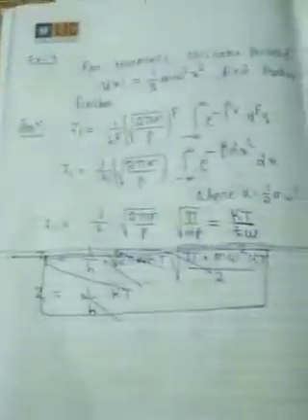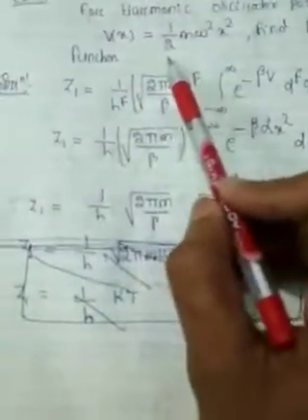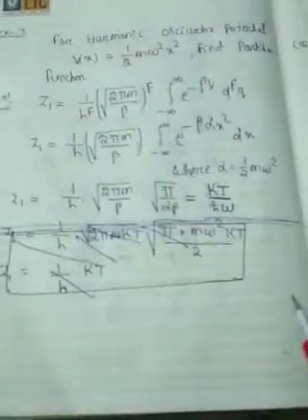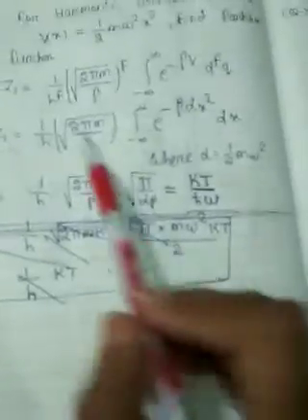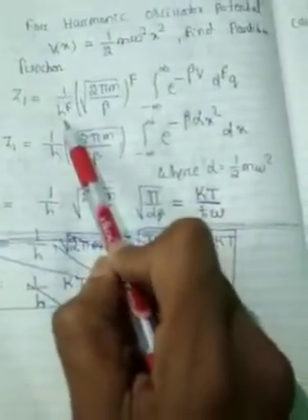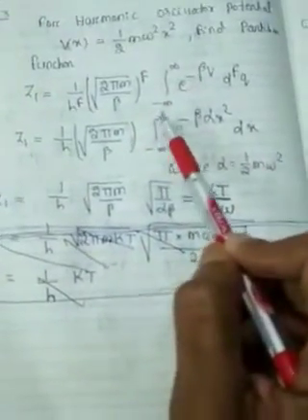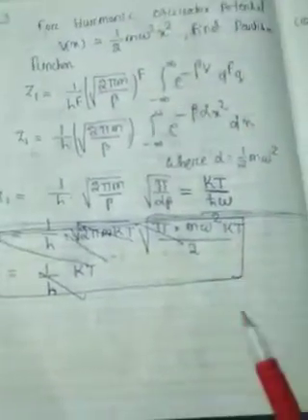Now for a harmonic oscillator potential, V(x) = ½mω²x². Find the partition function. Now we are dealing with a single particle system. Z1 is equal to 1/h^f (2πm/β)^(f/2) times the integral from minus infinity to plus infinity of e^(-βV) d^f q.